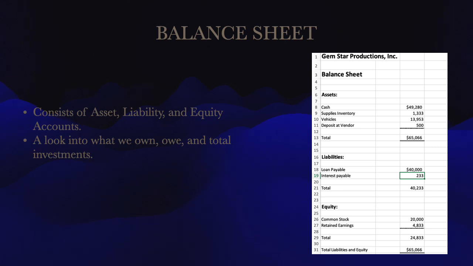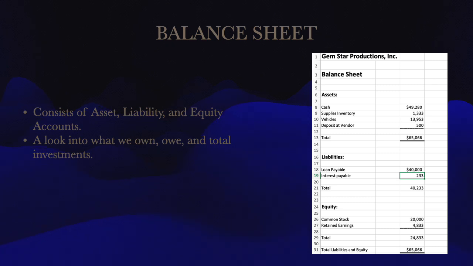Let's move on to our next account, which is our liabilities, or what we owe. The first number we see is the loan payable amount for $40,000. This number represents the amount that we initially took out as a bank loan. The next number in our liabilities account is the $233 listed under interest payable. This represents the interest we paid for the month on the bank loan.